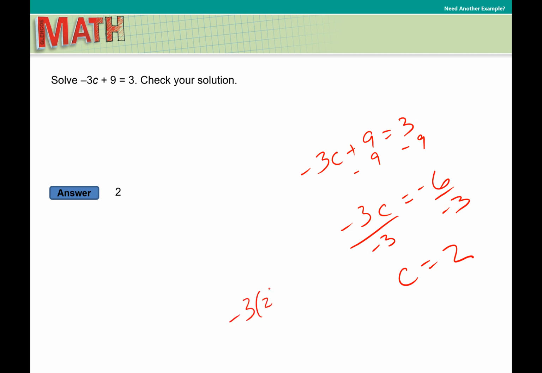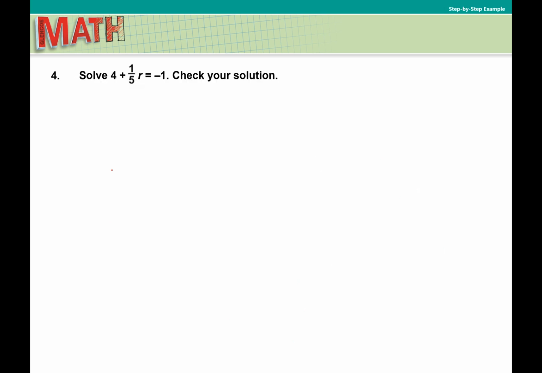Plug that into the original equation. Negative 3 times 2 plus 9 equals 3. This is negative 6 plus 9 equals 3. Negative 6 plus 9 equals 3.